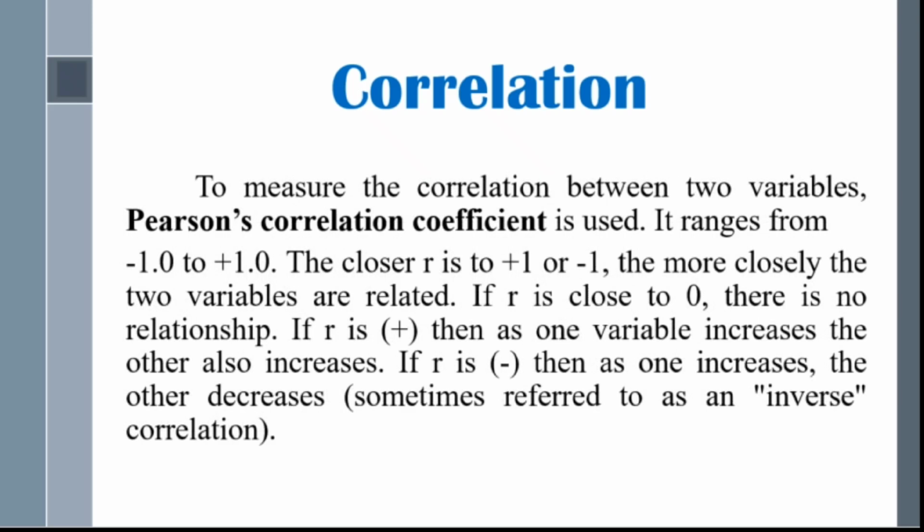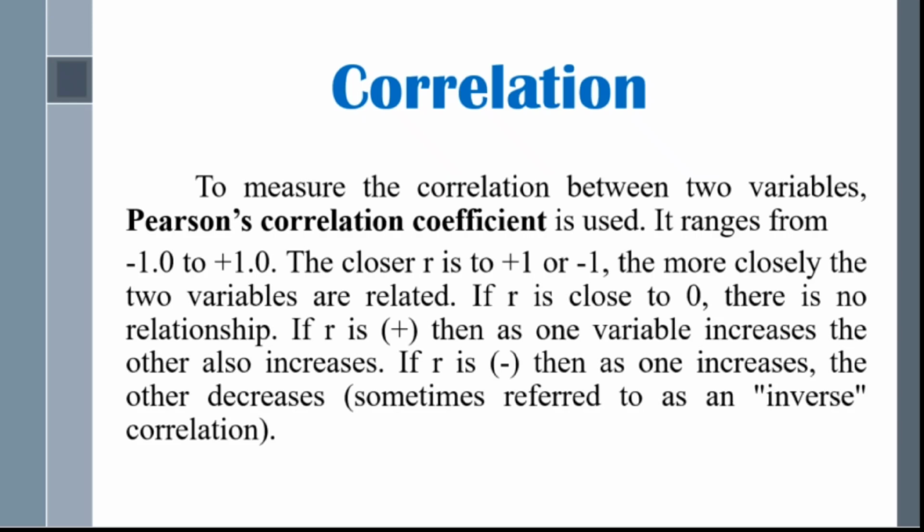To measure the correlation between two variables, Pearson's correlation coefficient is used. It is known as the best method of measuring the association between variables of interest because it is based on the method of covariance. It ranges from -1 to +1. The closer r is to +1 or -1, the more closely the two variables are related. If r is close to 0, there is no relationship.